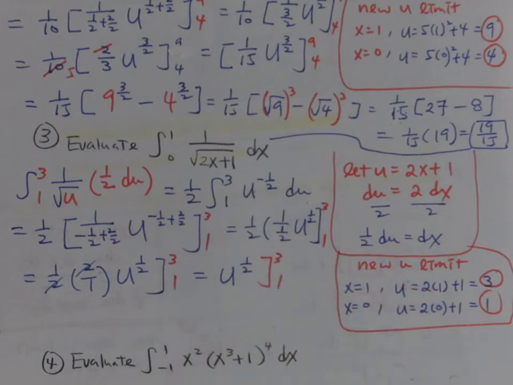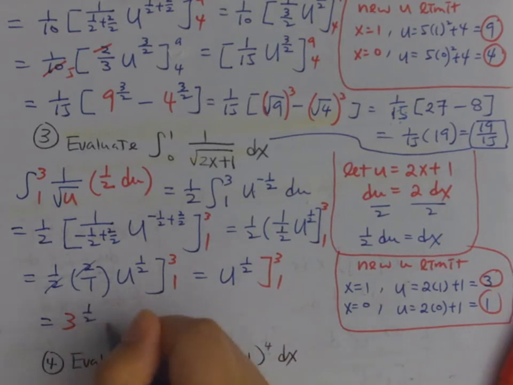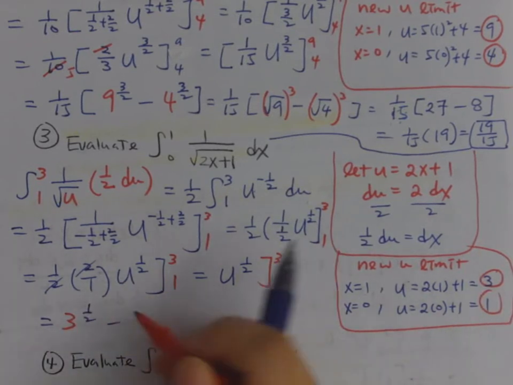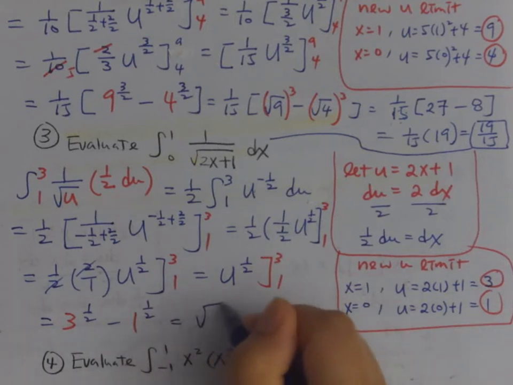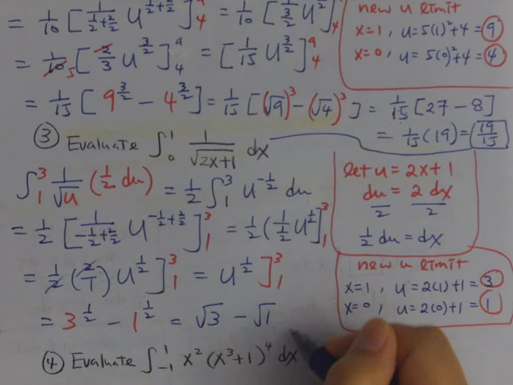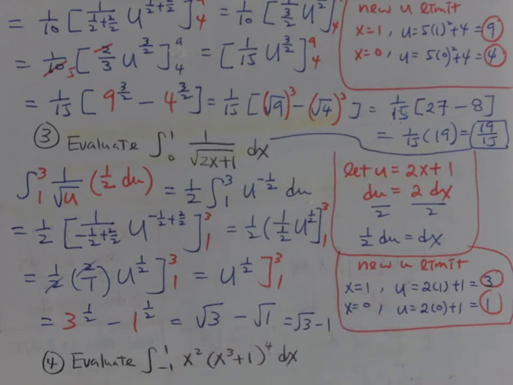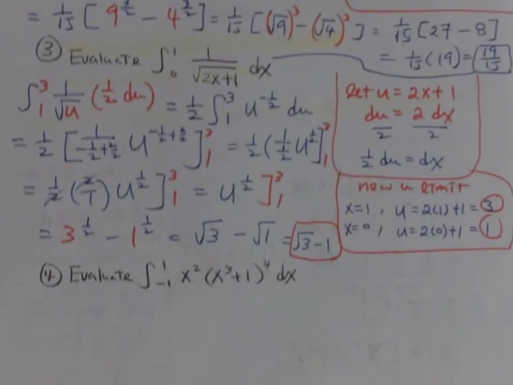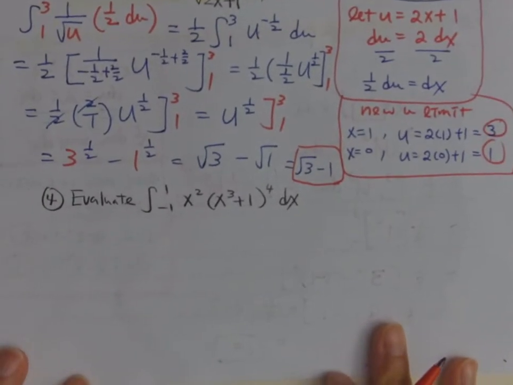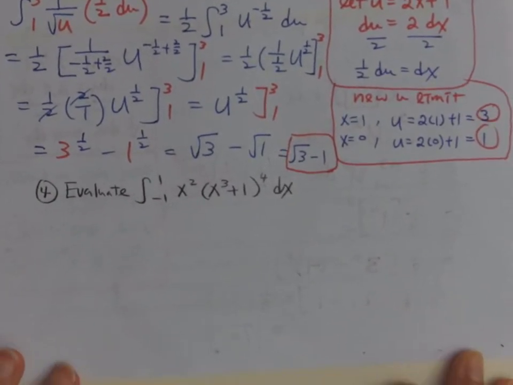So I guess we are ready. So we got 3 raised to 1/2 power minus 1 raised to 1/2 power. So 1/2 power basically means what? Square root of 3 minus square root of 1, basically square root of 3 minus 1. I can leave it like that. If you want to find the estimation answer, you can use the calculator. Either way would be okay. Alright, if you feel comfortable, you can stop the video and try the next one.